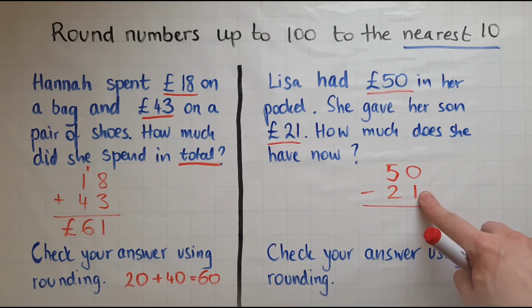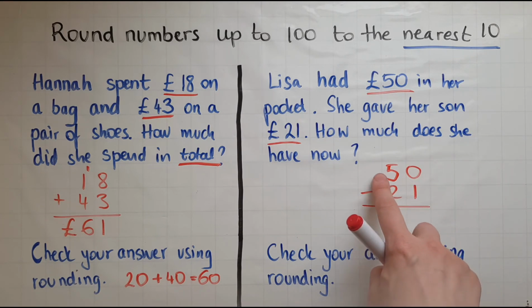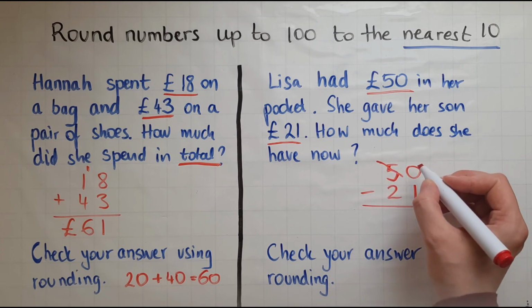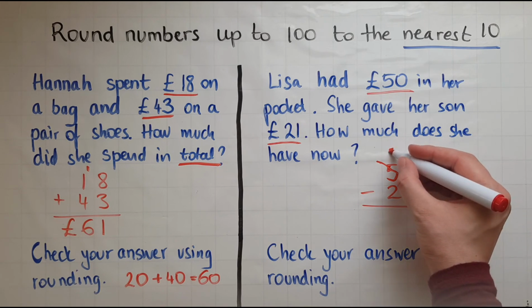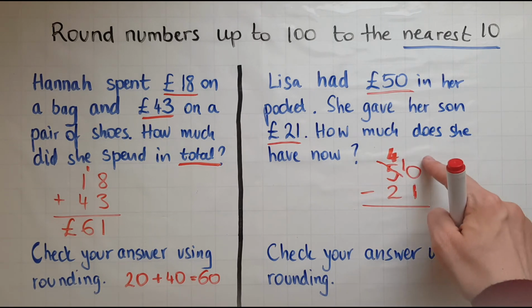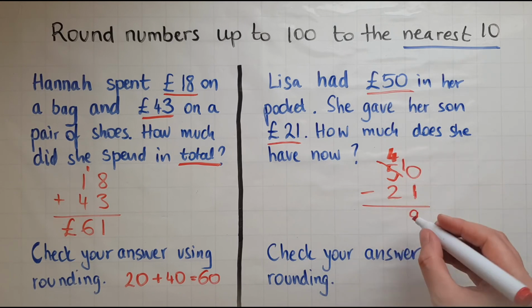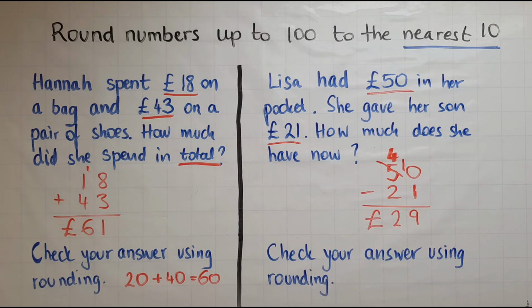So we need to take away 1 from the 0, but we can't do that. So we've got to borrow a 10 from the 5. So that is borrowing 1 to make this a 10. So the 5 becomes a 4. 10 take away 1 gives me 9. 4 take away 2 leaves me with 2. So she's got now £29.